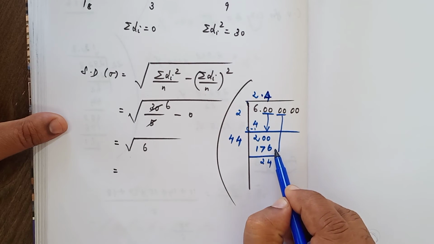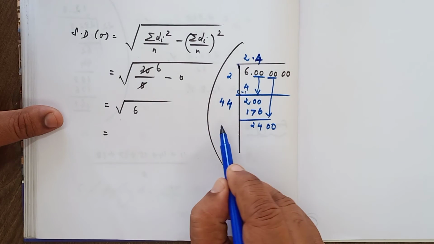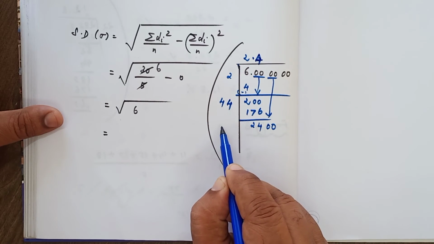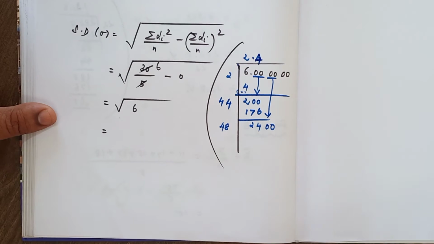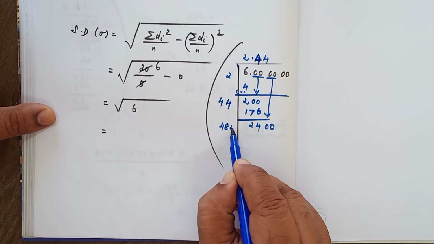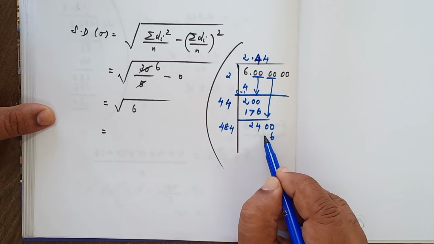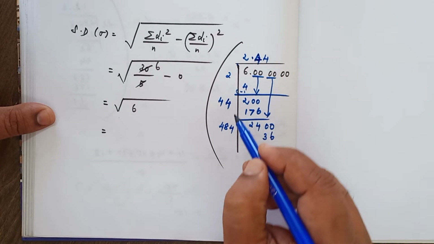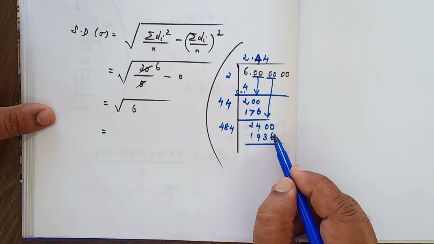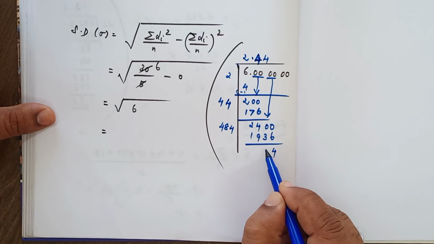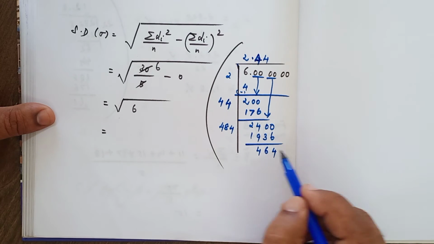Then bring down the next 2 digits, 00. Now 24 should be considered as 24. 24 into 2 is 48. Here how many times? Again 4 times only. 4 4s are 16. 4 8s are 32 plus 1, 33. Balance 3. 4 4s are 16, 16 plus 3 is 19. Subtract: 10 minus 6 is 4. 9 minus 3 is 6. Here 13 minus 9 is 4. 1 minus 1 is 0.